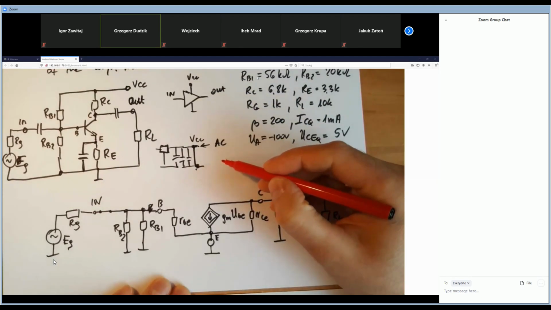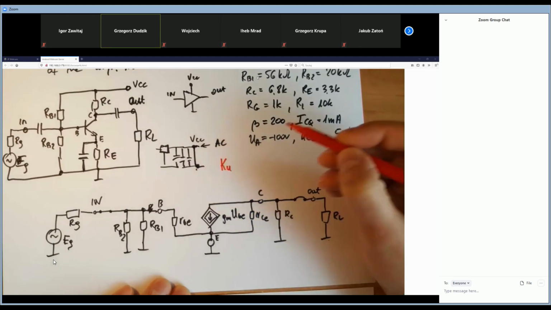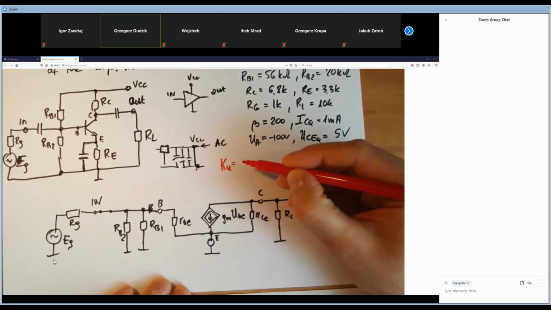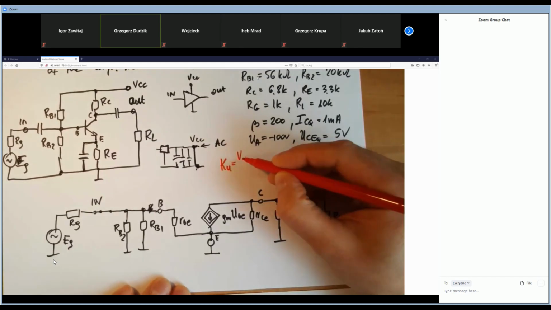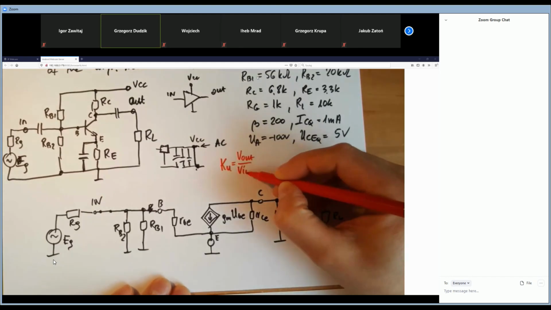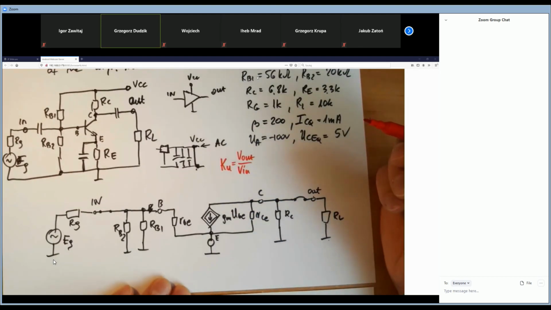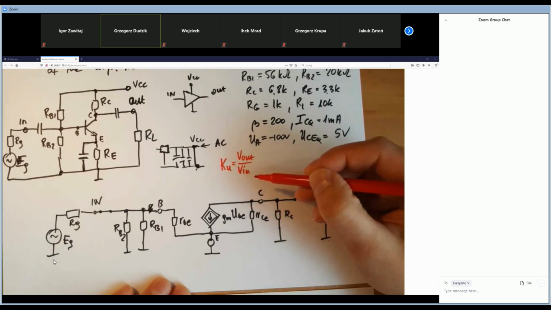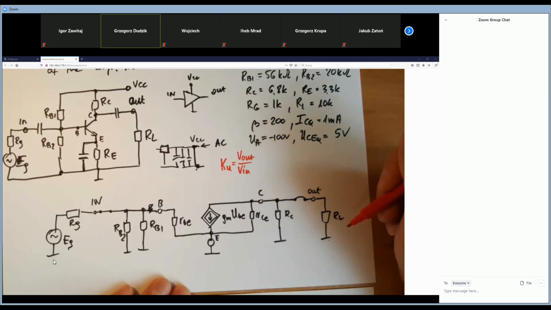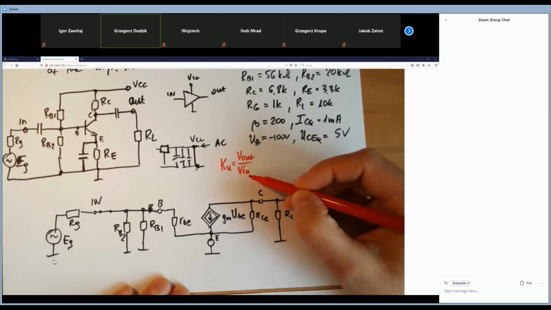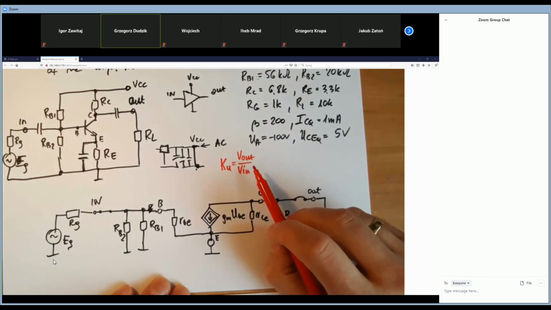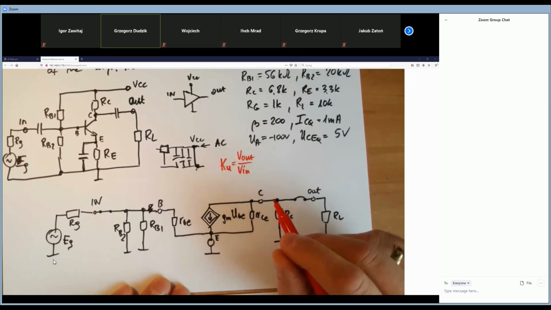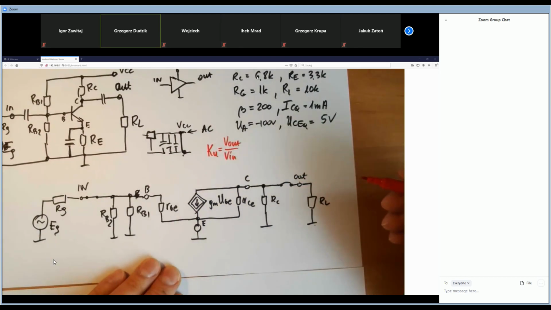The voltage gain, Ku, from the definition, is V out over V in. So if you have an input voltage equal to 1 volt and on the output we've got 100 volts, it means that the voltage gain of our amplifier is 100. So this is from the definition, where we can observe the output and the input voltage for the signal on its terminals.